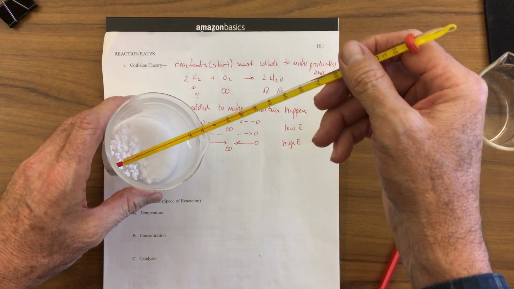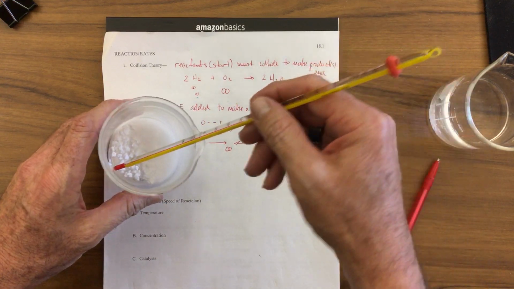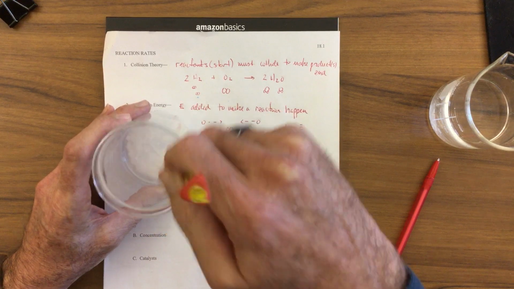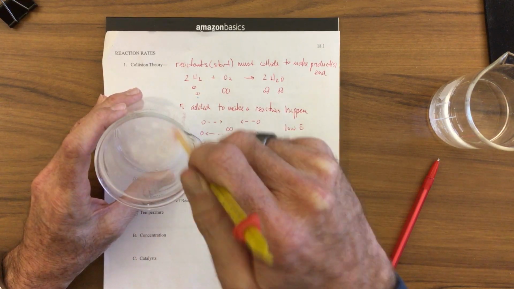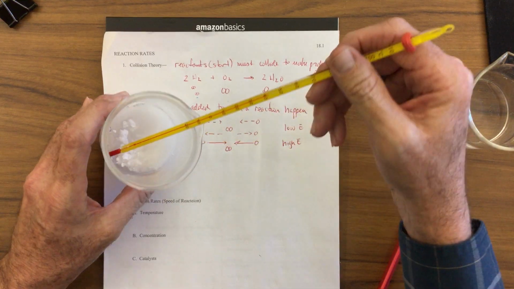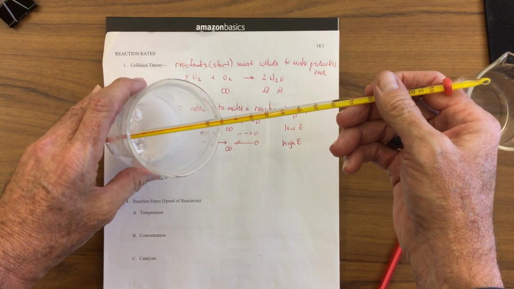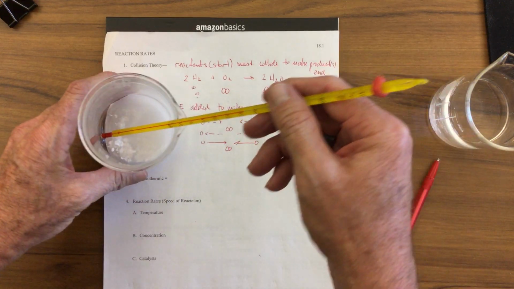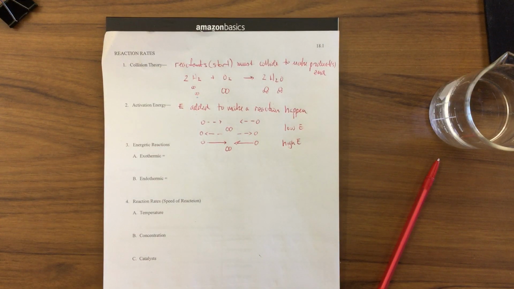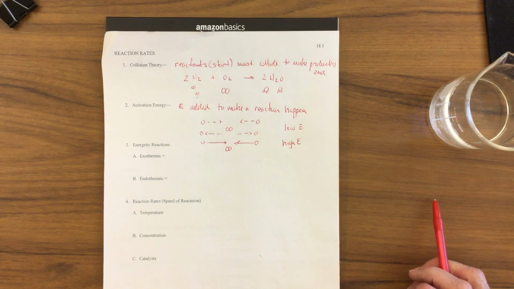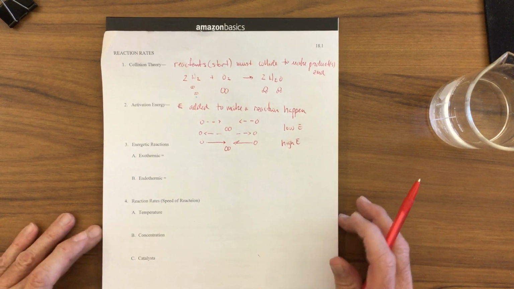If you guys are able to see that, it's actually already at 30. Stir, stir, stir. Okay, take a look at it now. The temperature is at 40 and rising. So a lot of heat is coming out of that. That would be an example of an exothermic reaction.